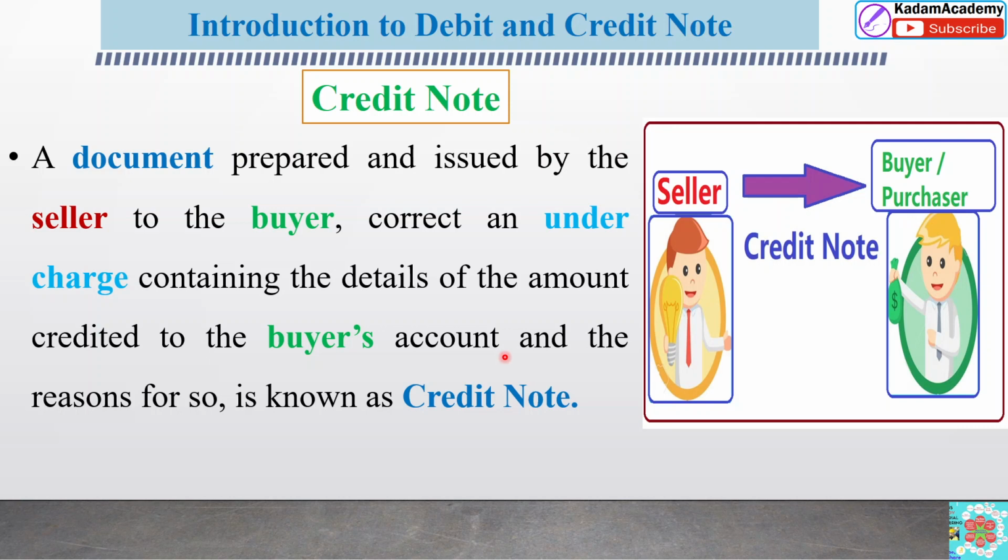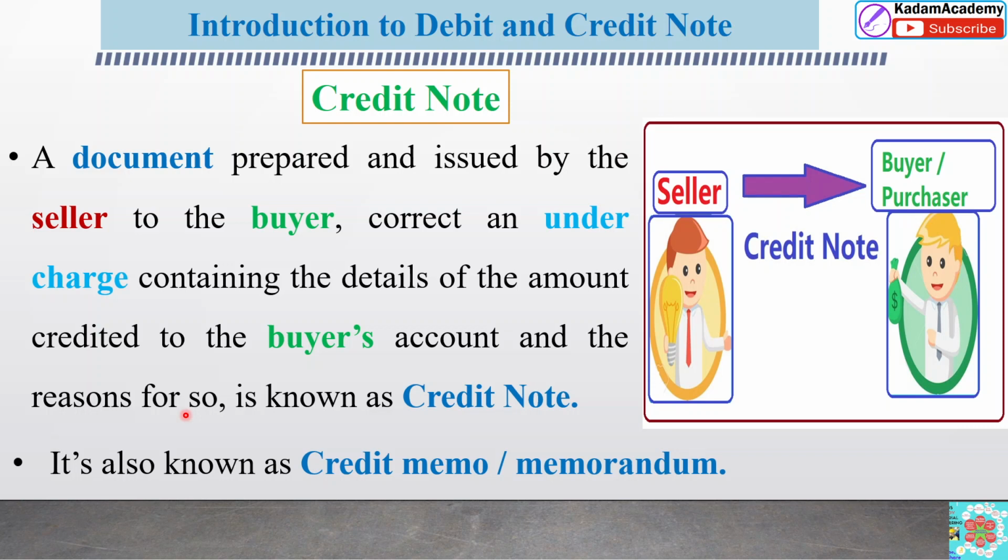What is a credit note? A credit note is nothing but a simple document prepared and issued by the seller to the buyer. The purpose is to correct an undercharge, containing the details of the amount credited to the buyer's account and the reasons for it. It is also known as a credit memo or credit memorandum. So friends, it is a document sent by the seller to the buyer to correct an undercharge.